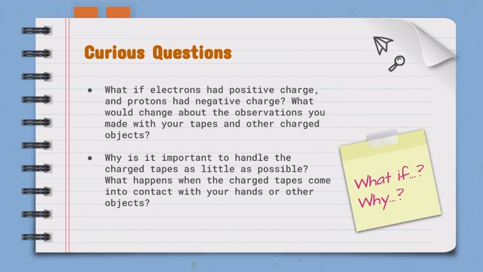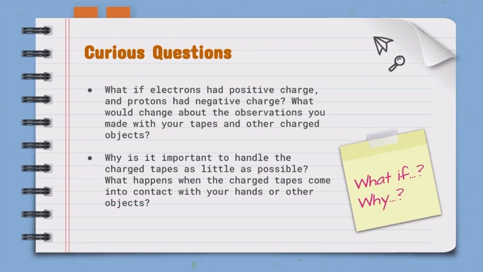After knowing the results of the experiment, here are some questions to consider. What if electrons had a positive charge and protons had a negative charge? In this case, nothing I observed about the interactions between the objects would change. Like charges would still repel, and opposite charges would still attract.